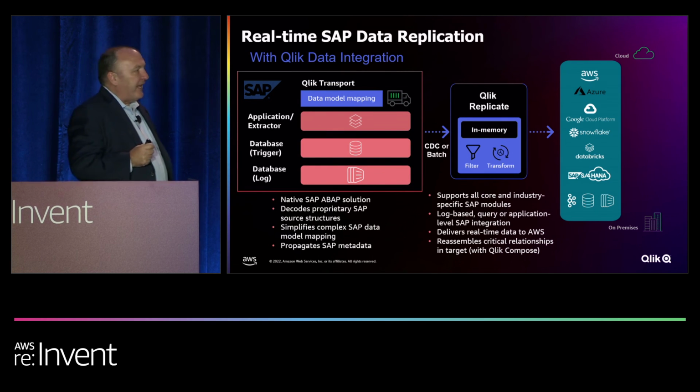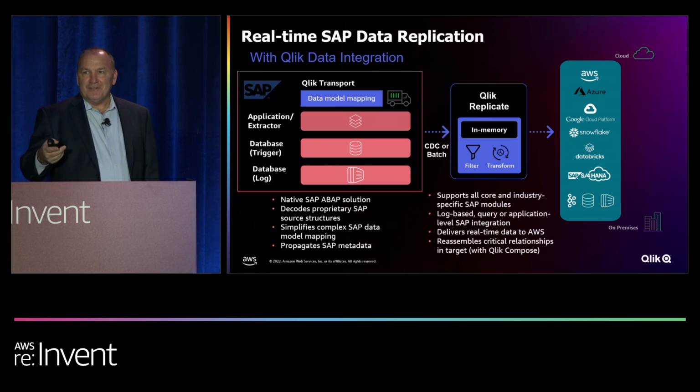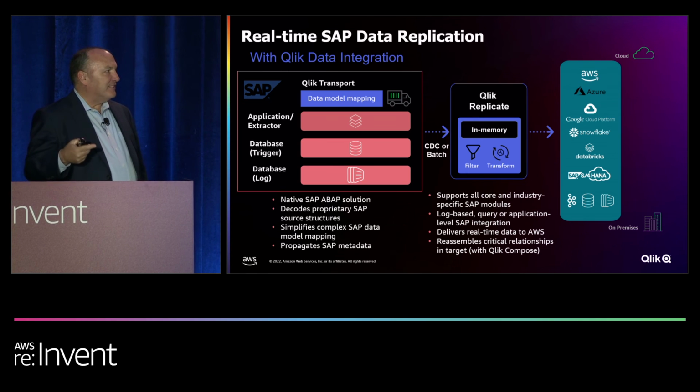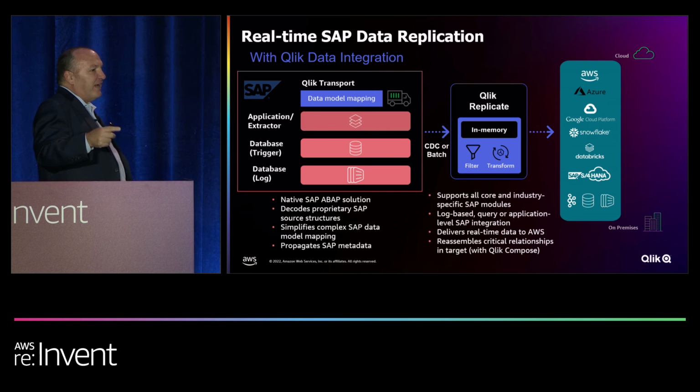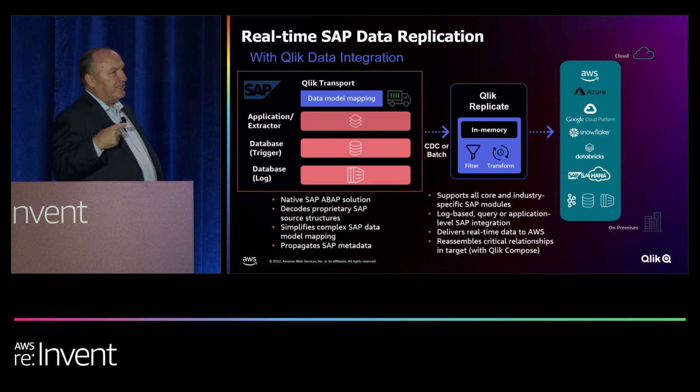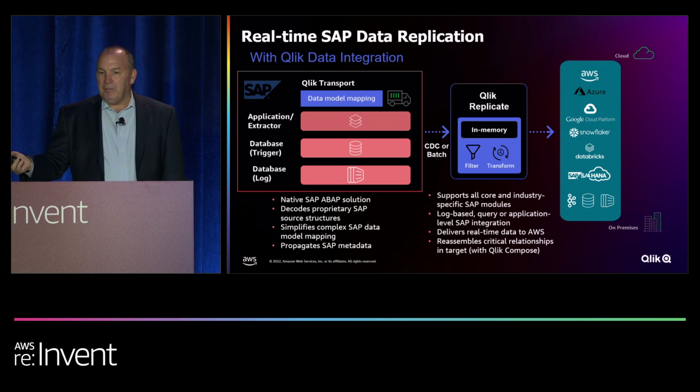Real-time data replication, we do it in a variety of different ways. And I talked about some of the challenges from a licensing perspective. If you have a runtime license, you can only get at SAP data through the application level. You can't go directly to the database. If you have an enterprise license, you can go directly to the database. So we've got different methods in which we extract and make data available from SAP.